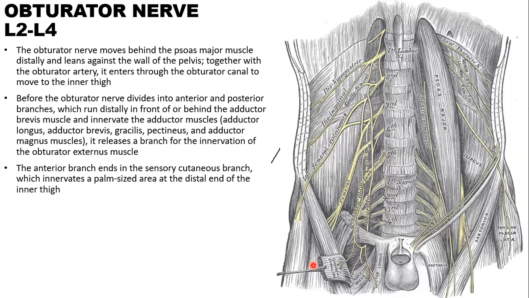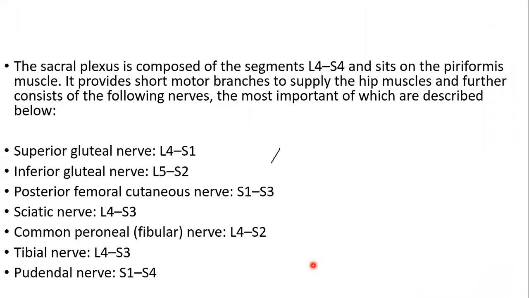I think there'll be a session where we'll just talk about the cutaneous innervation of the lower limb. So take note of these nerves that are innervating the skin. When we have that session, we'll concentrate on the cutaneous innervation of the lower limb. Basically, that's all for the lumbar plexus of the lumbosacral plexus.